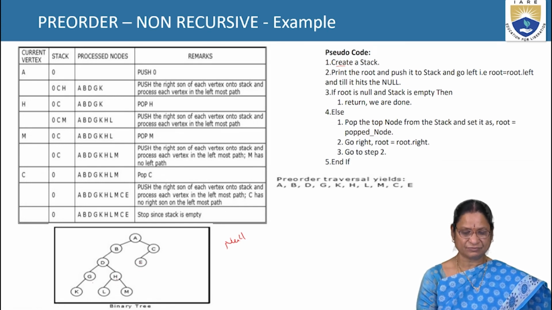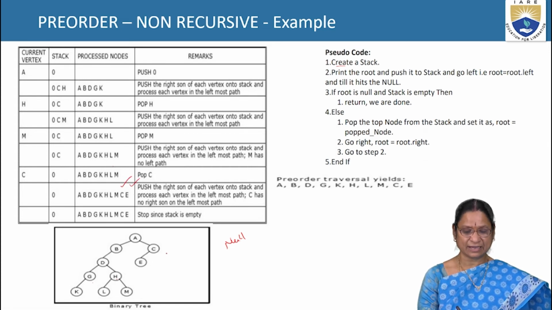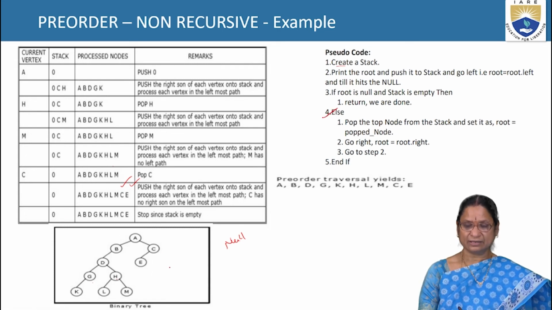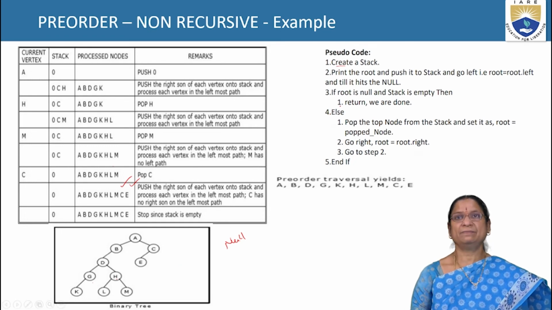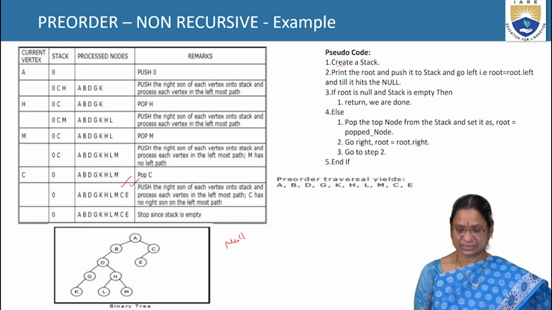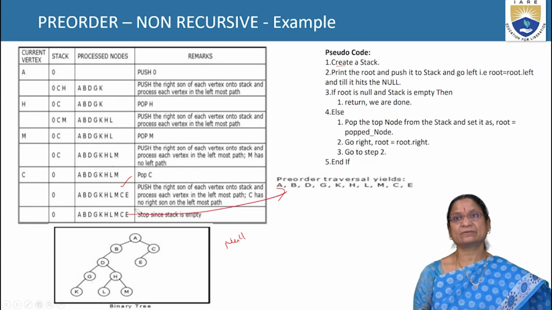C is the pointer now. C has left child E. C is printed first, then its left child E is printed. And C doesn't have a right child to add to the stack. When we come over here, it becomes null. So the pointer is null and no further elements are there in the stack to process. Then we will stop. So what is the order we are getting? A, B, D, G, K, H, L, M, C. It is the same order as we got manually in the previous slide.